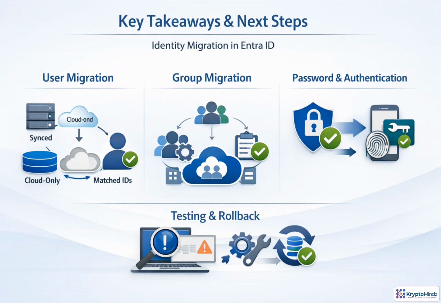Identity migration succeeds when each pattern is intentional. Choose the right user approach: synced, cloud only, or matched. Treat groups as business assets with clear ownership, membership, licensing, and modernization decisions. Plan password and authentication changes around user experience, security, and support readiness. Next, validate these choices, troubleshoot failures, and keep rollback ready before production pressure arrives.